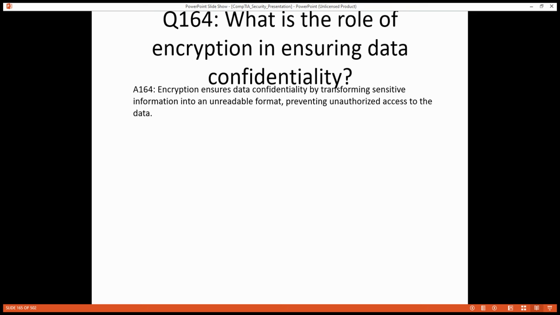Q164. What is the role of encryption in ensuring data confidentiality? A164. Encryption ensures data confidentiality by transforming sensitive information into an unreadable format, preventing unauthorized access to the data.